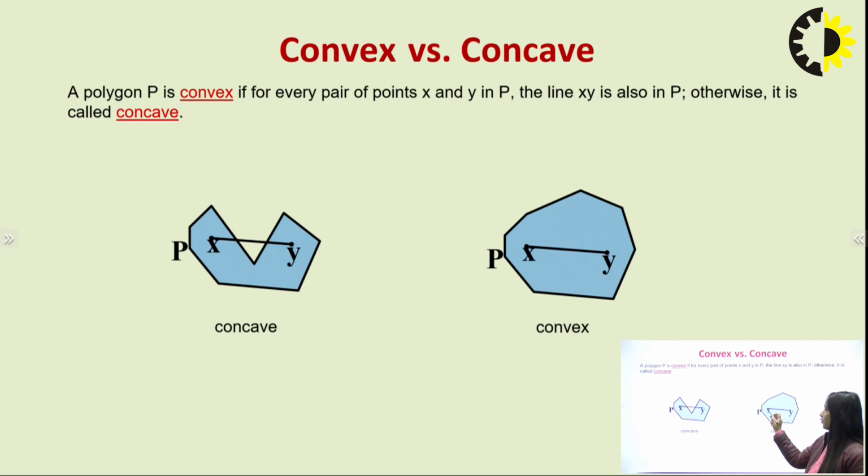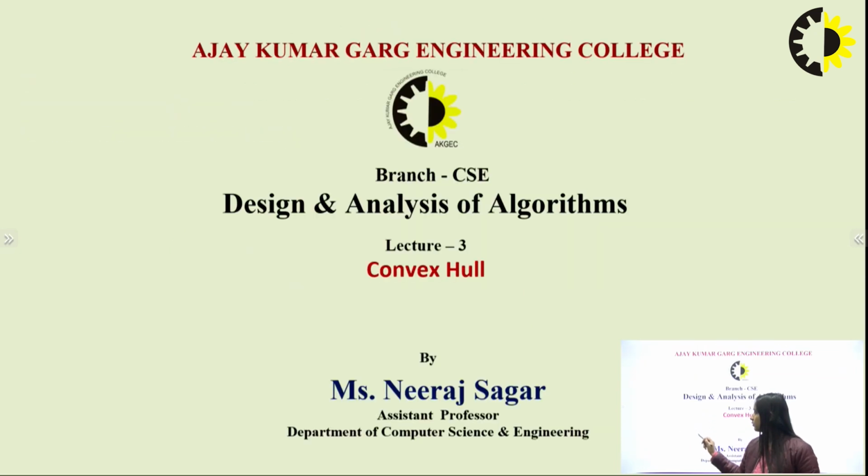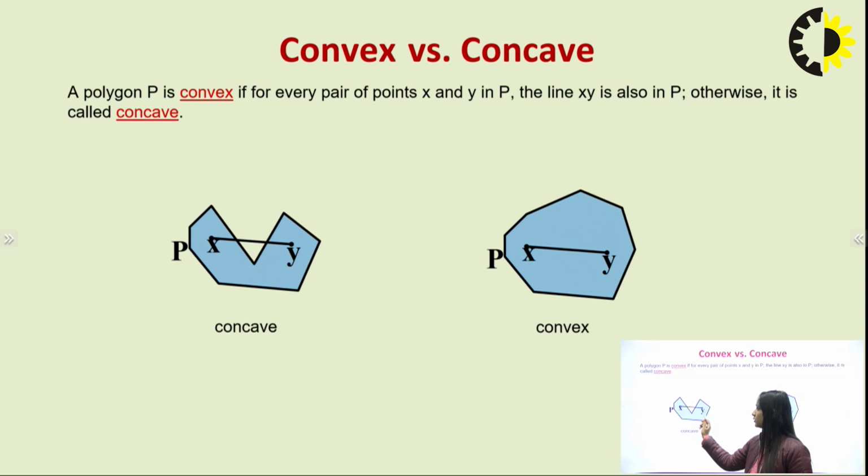See, this is the polygon surface. If you draw a line from x to y which lies within this polygon, that means it is convex. And here also point x lies in the polygon and point y also lies in the polygon, but the line between x and y is not completely inside the polygon, that means it is concave. So this is the difference between concave and convex. I hope this is clear to you.